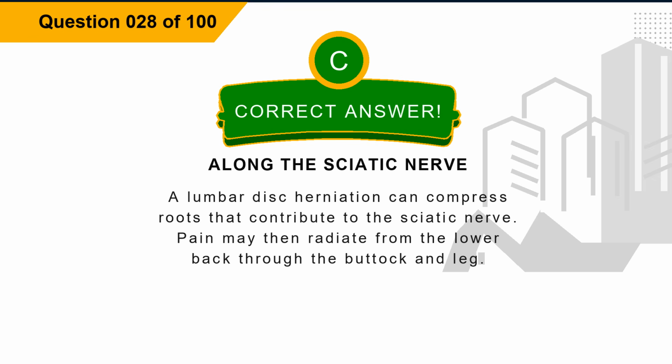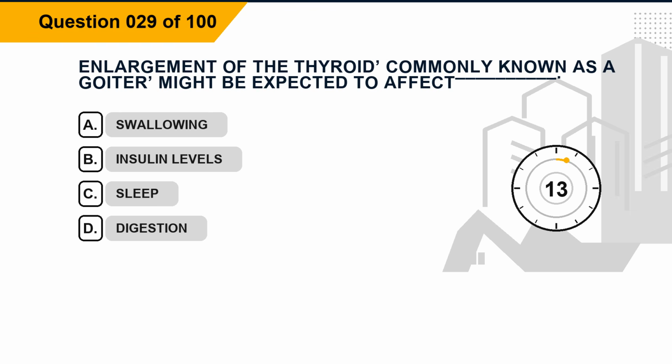Explanation. A lumbar disc herniation can compress roots that contribute to the sciatic nerve. Pain may then radiate from the lower back through the buttock and leg. Question 29. Enlargement of the thyroid, commonly known as a goiter, might be expected to affect blank.